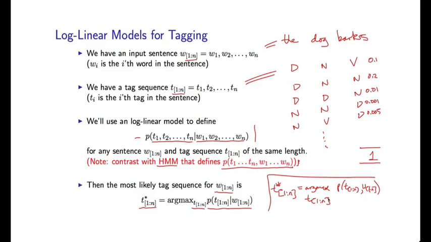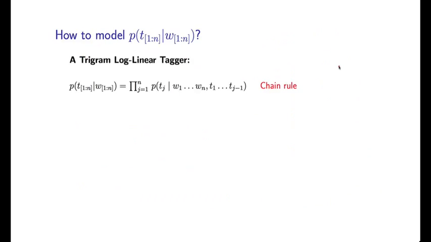So there are some key questions we'll answer in this lecture. Firstly, how do we define this conditional distribution? How do we estimate the parameters of the model which underlies this definition? And then finally, how do we efficiently find this most likely tag sequence for a given input sentence? The critical question is going to be, how do we model this conditional distribution, the probability of a given tag sequence T1 through Tn given a particular word sequence W1 through Wn?